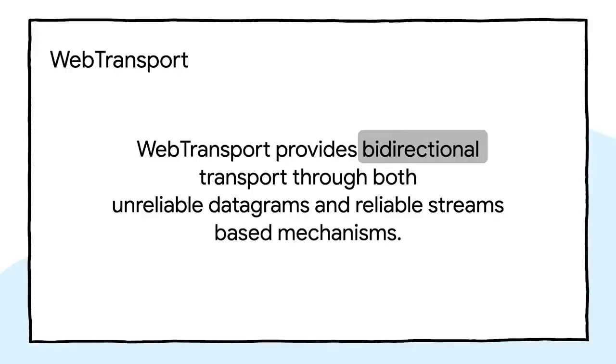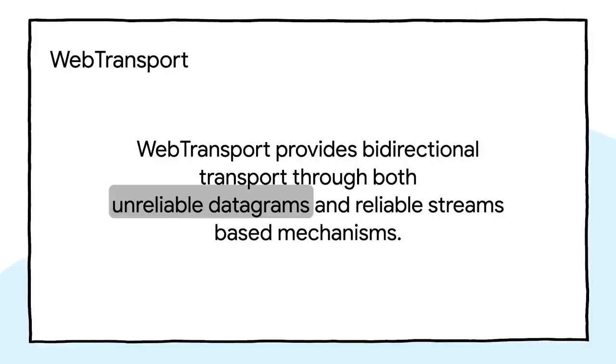First, bidirectional means that it enables easy two-way communication. With something like HTTP, the connection has to be initiated by the client, and you have to send all of the requests at once and then wait for a response. With Web Transport, you don't have these limitations, and so you can enable a much more interactive session.